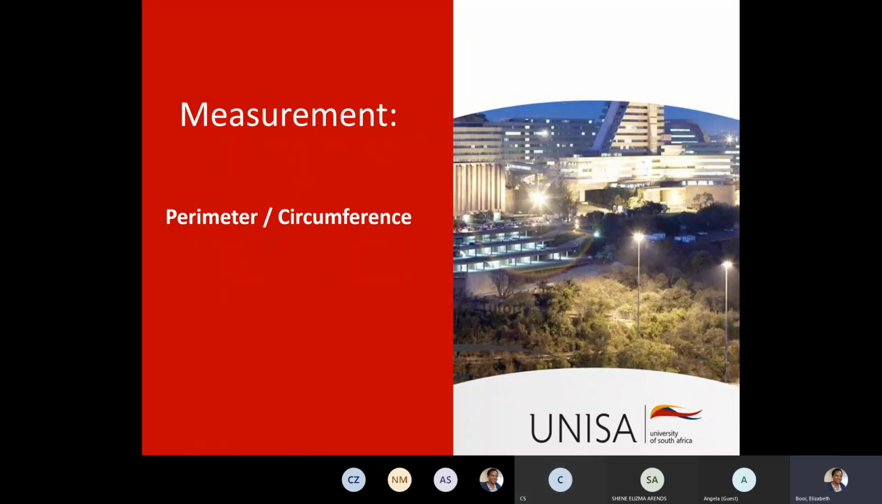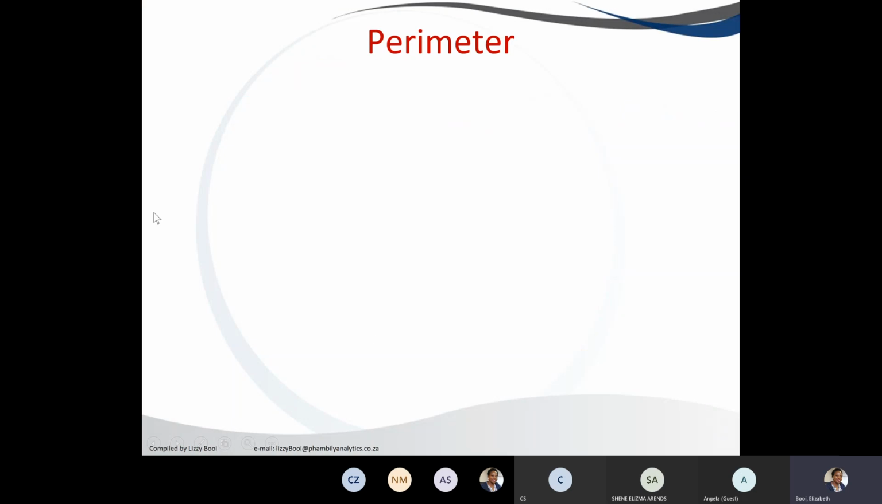So we move on to calculating the perimeter. When we calculate the perimeter, we can calculate it for many different shapes. A perimeter is just the boundaries, the edges. So we'll be calculating the sides, the outside edges of a figure.